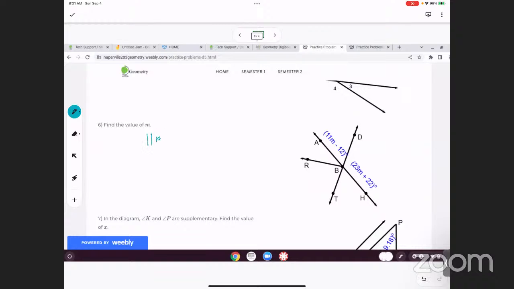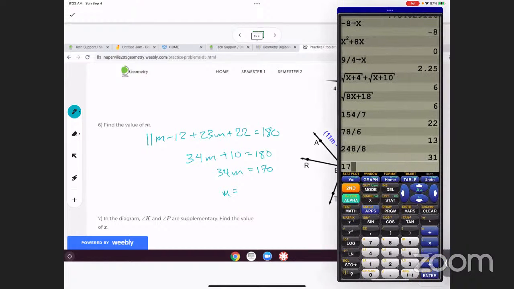So 11m minus 12 plus 23m plus 22 equals 180. That's all I have to do. Okay. And then solve it. So 34m plus 10 equals 180. 34m equals 170. m equals 170 divided by 34. I don't know if that goes in nicely.